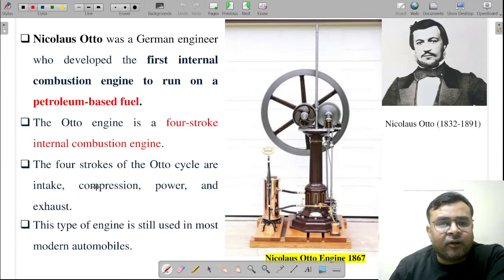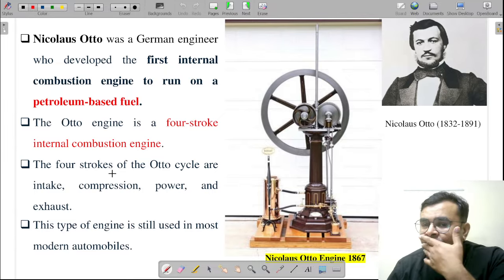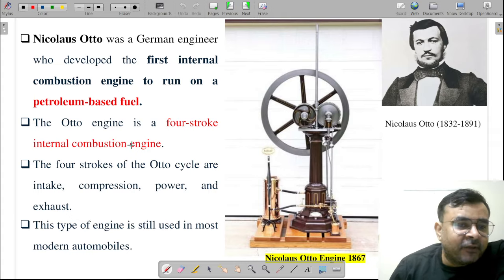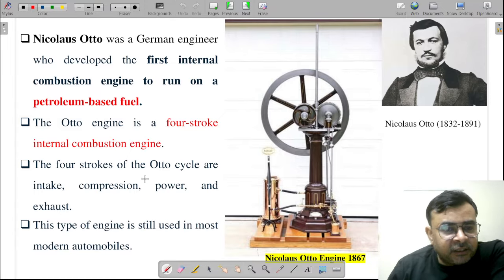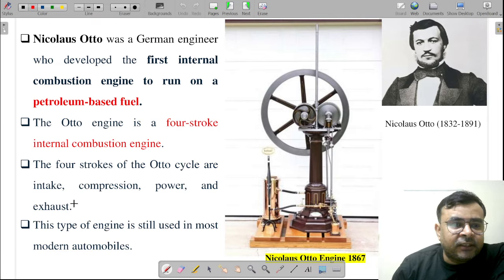And of course, in later discussion, I will tell you what is four-stroke, what is two-stroke, what is the difference between them, and what is a petrol engine, what is a diesel engine, and what is the difference between them. Many details I will discuss in later lectures.